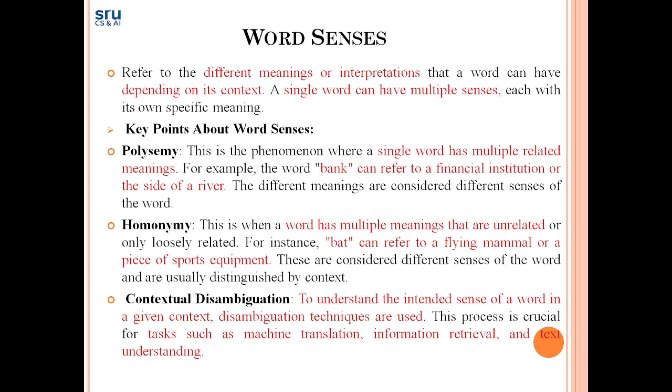If we observe any sentence or word, a single word can have multiple senses. First, in word senses, polysemy: a single word has multiple related meanings. For example, bank can refer to a financial institution or the side of a river.